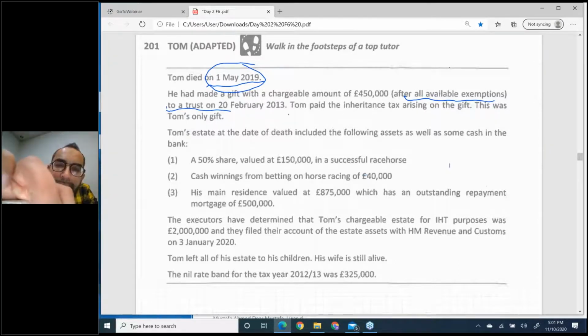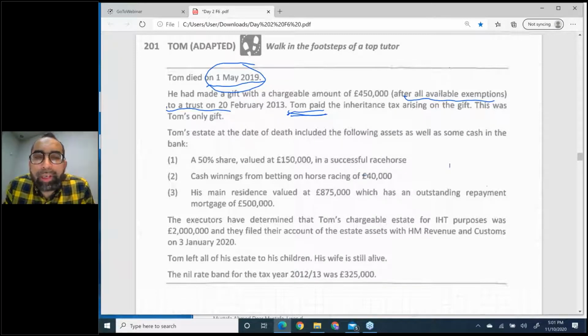Tom paid the inheritance tax arising on the gift. That means the donor is paying. So what should be the rate of lifetime IHT? Definitely 25%. I already told you three or four times. So for this gift, 25% should be used.